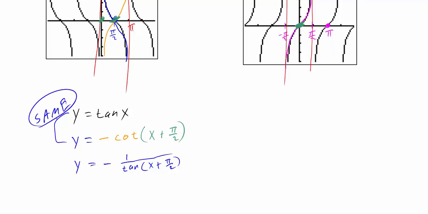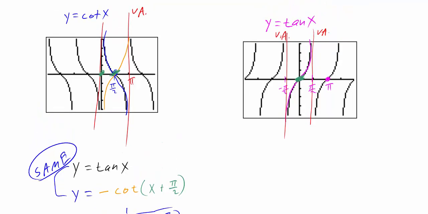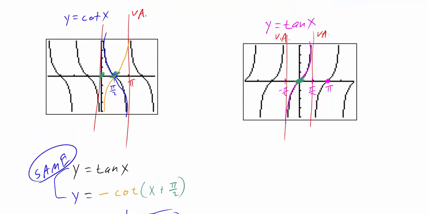The reason I point this out is because if you're trying to match up the graph, you don't want to necessarily fall into the trap of saying, oh, if the graph starts at the bottom and goes up, it has to be the tangent function. Well, it's possible that it is represented with a cotangent function.